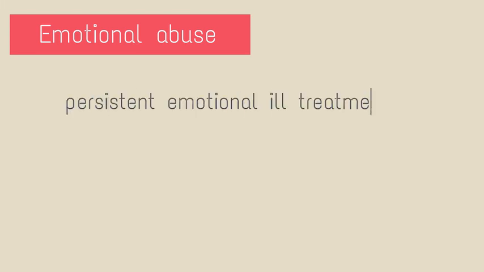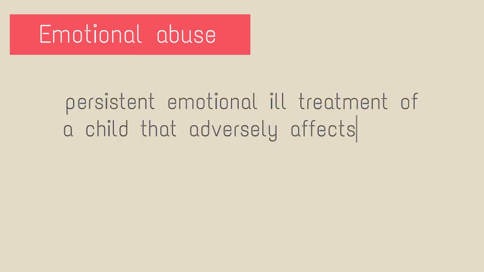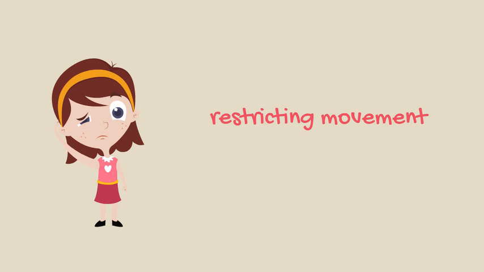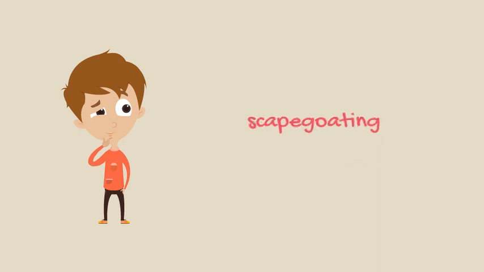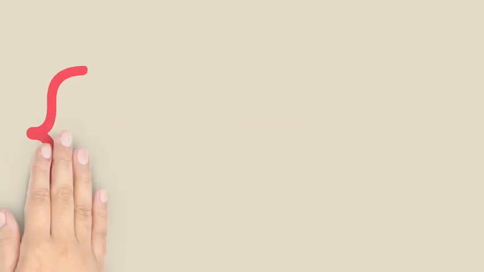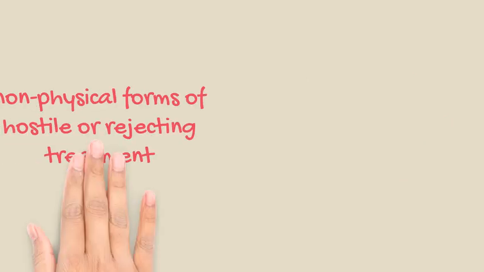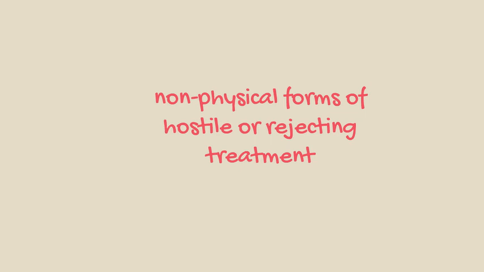Emotional abuse. Persistent emotional ill-treatment of a child that adversely affects his or her self-perception and development. It may involve restricting movement, threatening, scaring, discriminating, scapegoating, corrupting, ridiculing, degrading, bullying, humiliating. For example, asking potentially embarrassing questions, demanding potentially embarrassing action, or other non-physical forms of hostile or rejecting treatment.